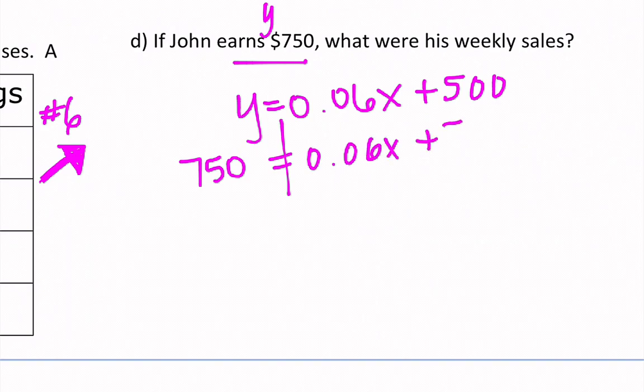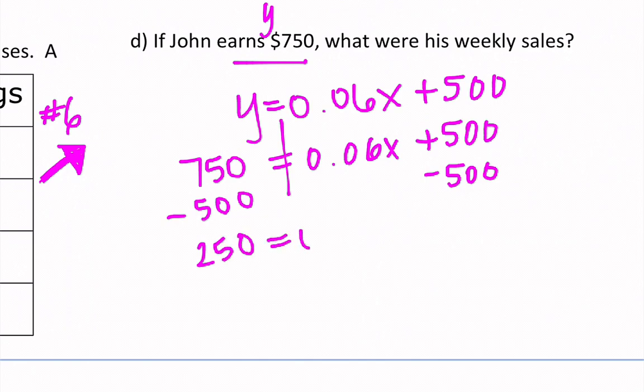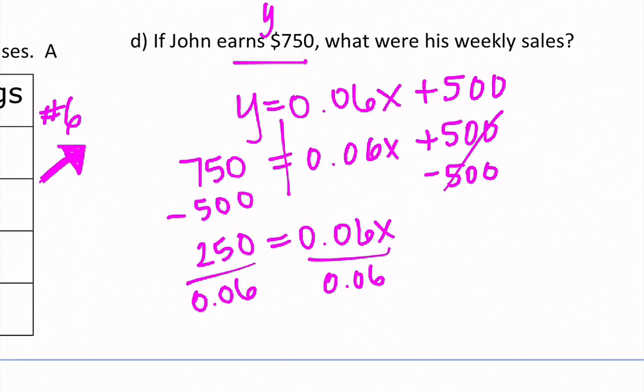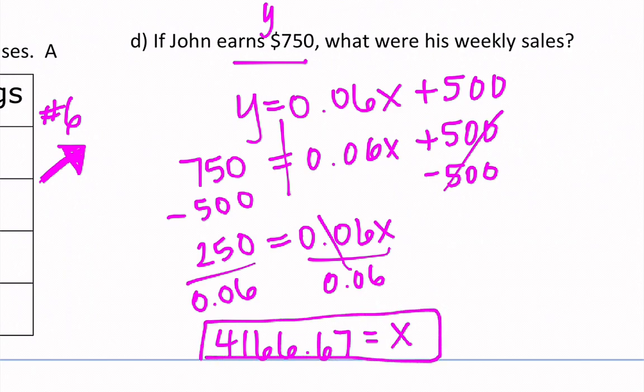And solve by hand. The first number I want to get rid of is this 500. Do that on both sides. So that leaves me with 250 is equal to 0.06x. The next number I want to get rid of is this 0.06. It's touching x, which means multiply. So I do the opposite and I'm going to divide. Well, 250 divided by 0.06 is 4,166.67. And I have x on the other side. So we know that if he earned $750, his weekly sales were $4,166.67.